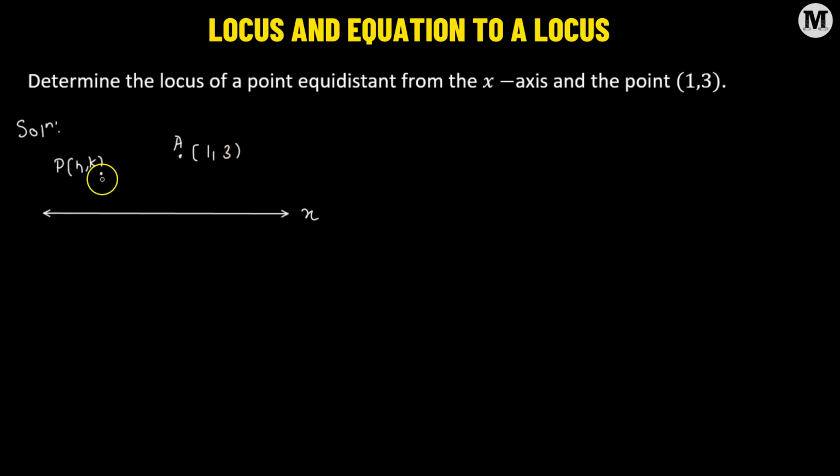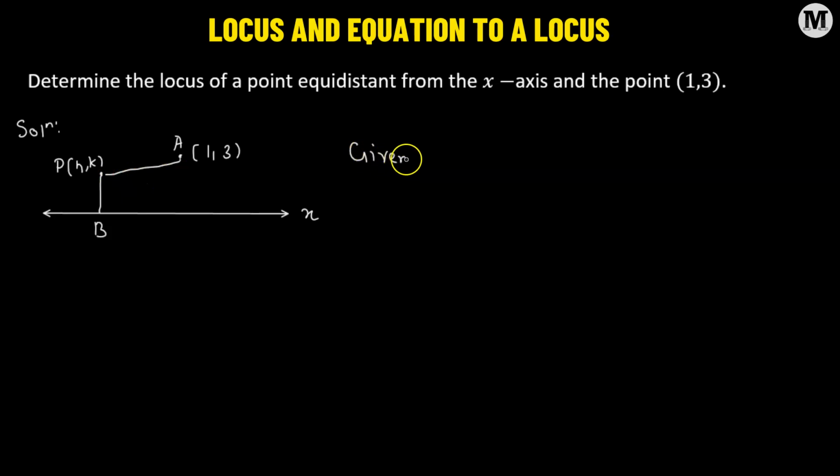The condition here is that the distance of point P from the x-axis, let's call this distance PB, and the distance of point P from A, PA, are going to be equal, since P is equidistant from both A and the x-axis. So using this condition, we have to find out the locus of that point P. Okay, so let us begin.